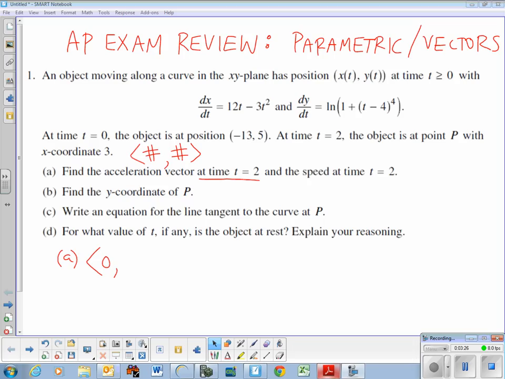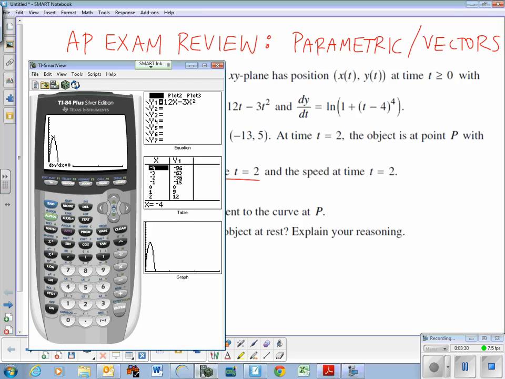The derivative of the y part, the natural log part, I'm just going to go back to y equals, and I'm going to type in that function. Let me retype that: natural log of 1 plus x minus 4 to the 4th power.